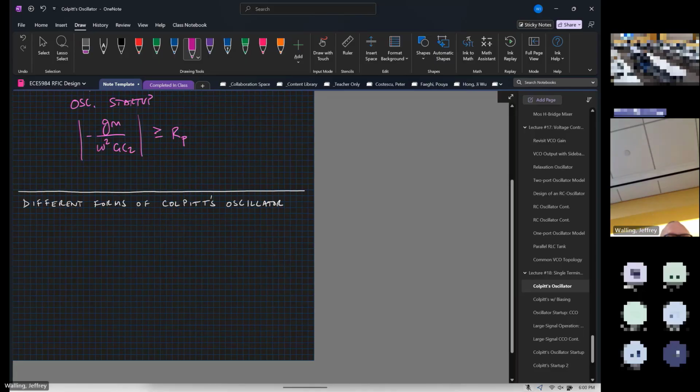Now there are different forms of Colpitts oscillator, so this is just the concept. I've shown you a concept where we put two capacitors in series around the transistor. We can put those in series around the transistor and across different terminals. We have a common gate, common source, and common drain form. So here's our common gate form.